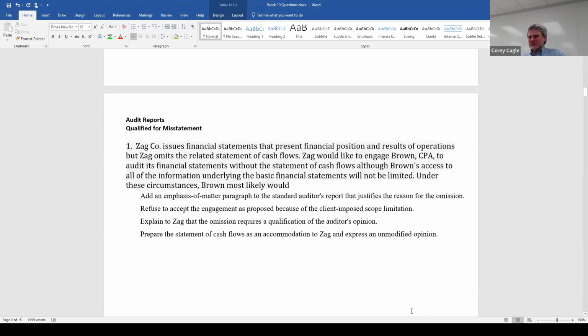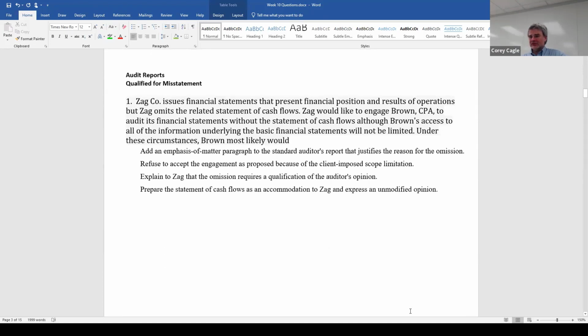They only had one question here. It's fine. It's a good one. It's a long one. A company issues financial statements that present financial position and results of operations, but omits the statement of cash flows. So you automatically think, oh, qualified opinion, no statement of cash flows. So what do you do? Emphasis of matter? Nope. Refuse to accept the engagement? No. Explain that we have to qualify the opinion? That's what you do. Prepare it for them? No. We do not do that. That's auditing your own work, right?